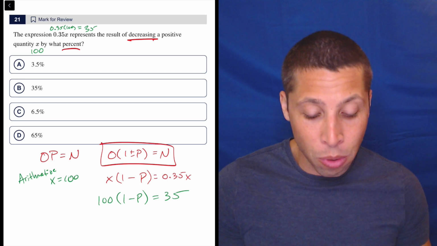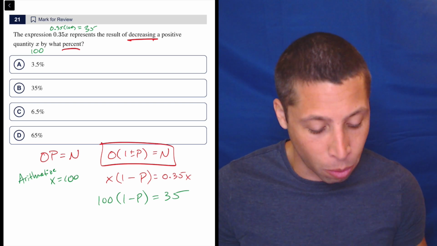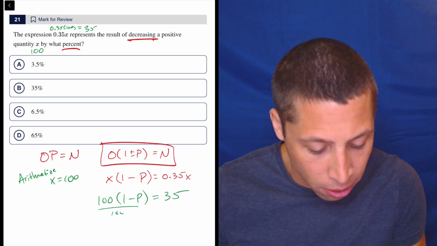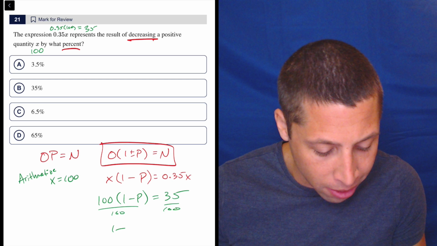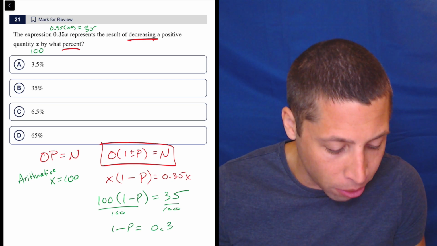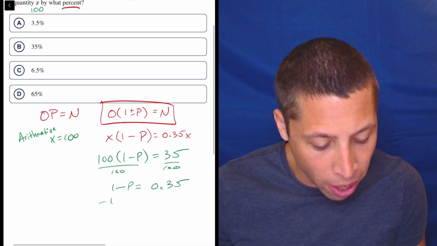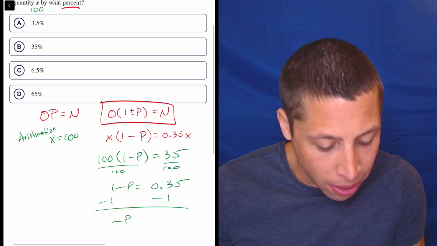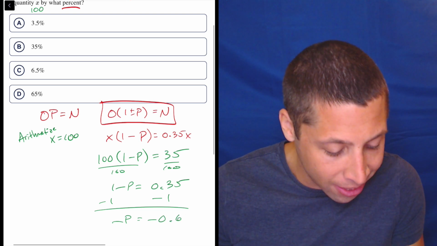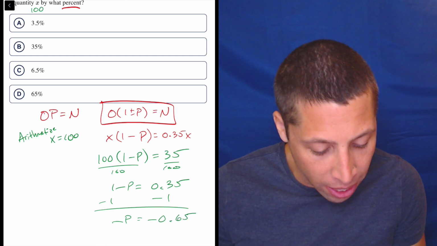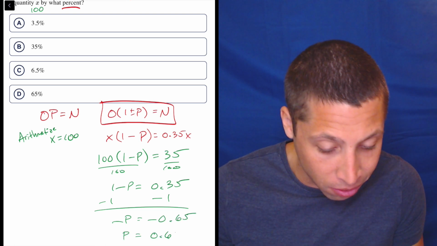Now it's a little bit more intuitive to solve for p because we actually have numbers. So we divide by 100, we get 1 minus p is 0.35. Then we subtract 1, and negative p is going to be negative 0.65. And then we get rid of the negatives, p is 0.65.